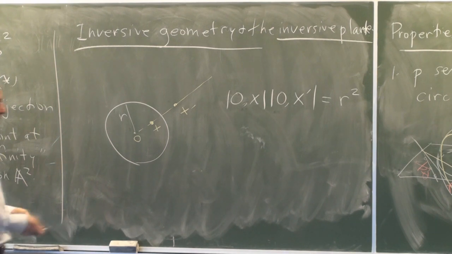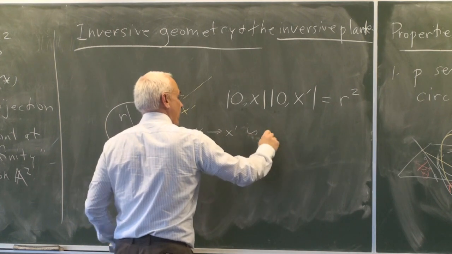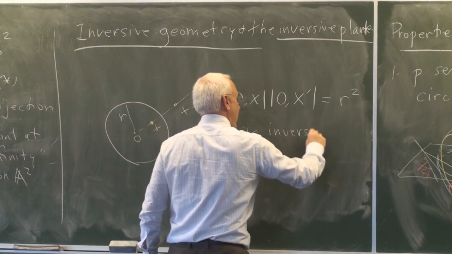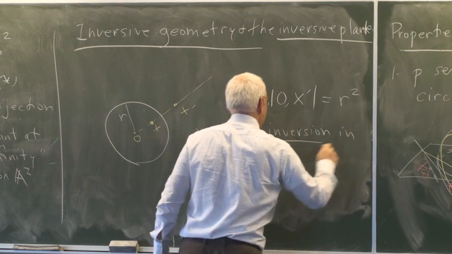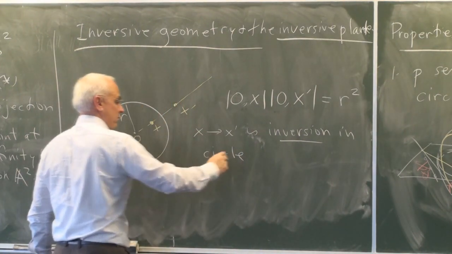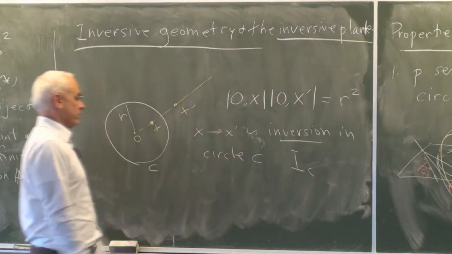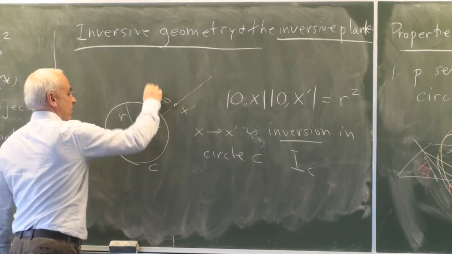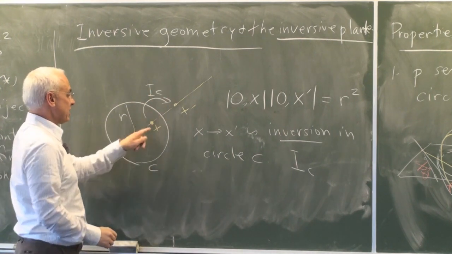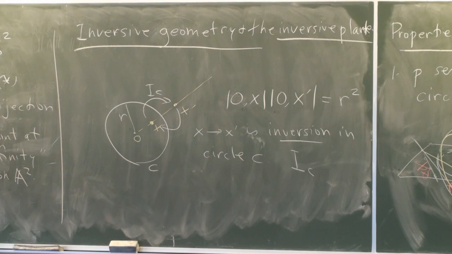So that defines a mapping, x goes to x prime, called inversion in the circle that we started with. Let's call it C. So we might call that I of C. That's the map. So it sends x to x prime, and it sends x prime to x. It's an involution in the sense that if you do it twice, you get back to where you started.